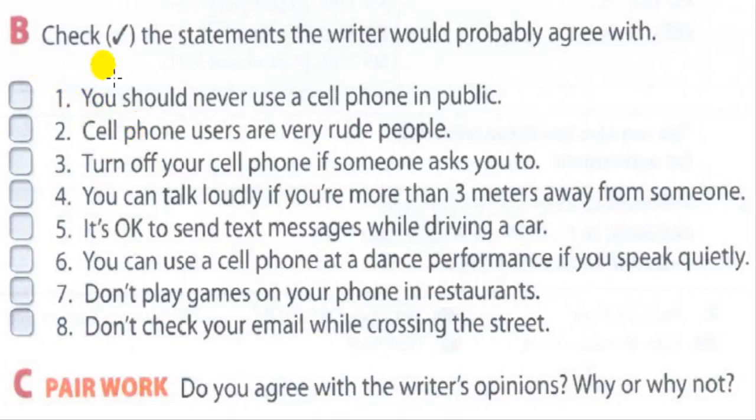B. Check through the statements the writer would probably agree with. Probably, I can make the B silent here, we have probably and probably in American. Statements, the T is silent between two consonants, so you can say statements or statements. 1. You should never use a cell phone in public. So this is agree or the writer wouldn't agree, like true or false. No, this one, wrong, false.